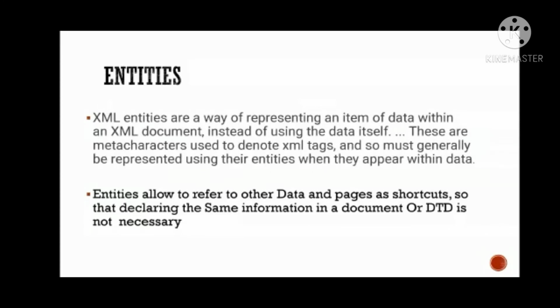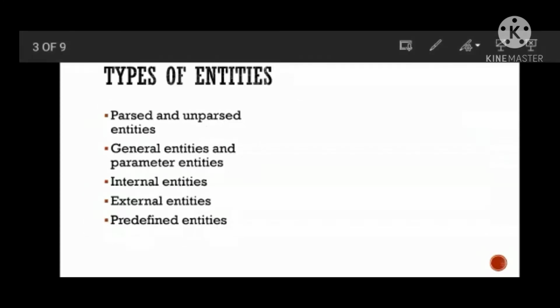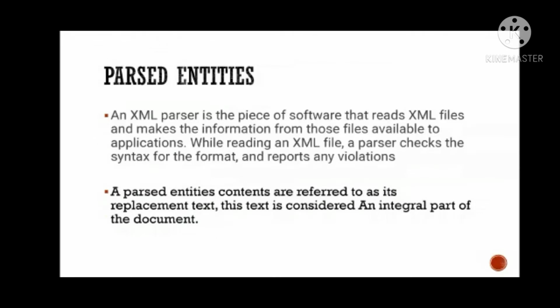So we're going to see the types of entities. The first ones are parsed entities and unparsed entities, and general entities and parameter entities. Among those we have internal entities, external entities, and predefined entities. First we will see the parsed entity.